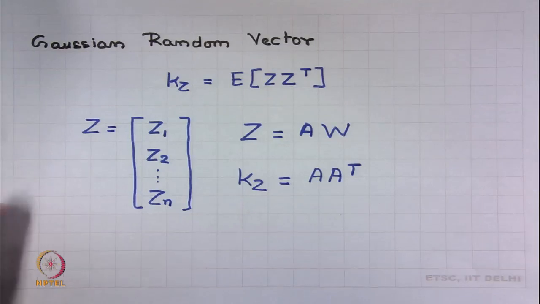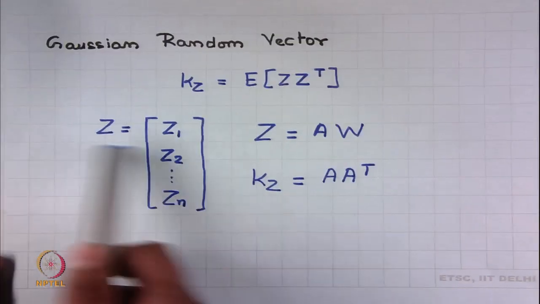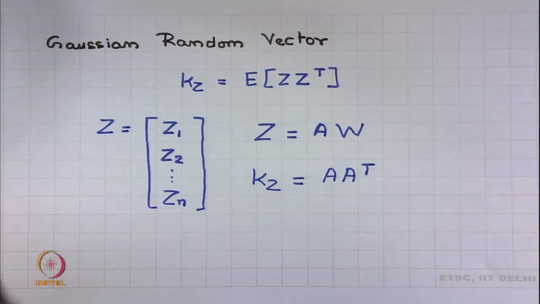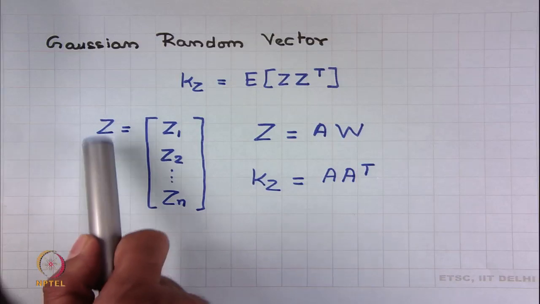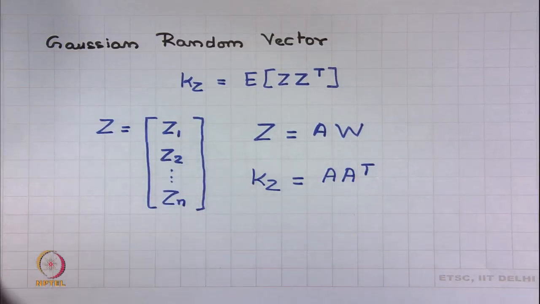We also defined a Gaussian random vector. What is a Gaussian random vector? It is a vector whose elements are jointly Gaussian random variables. For example, here Z is a vector and the elements of Z are Z1, Z2 and Zn, and as we have already seen, these are jointly Gaussian random variables. So, that is a Gaussian random vector.